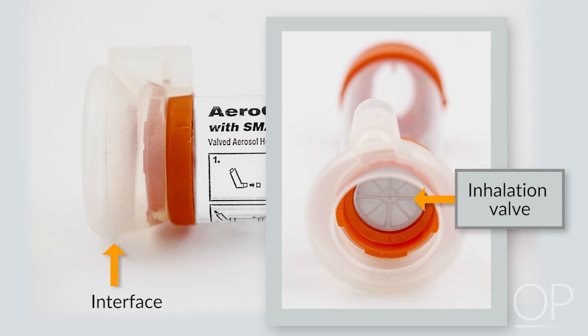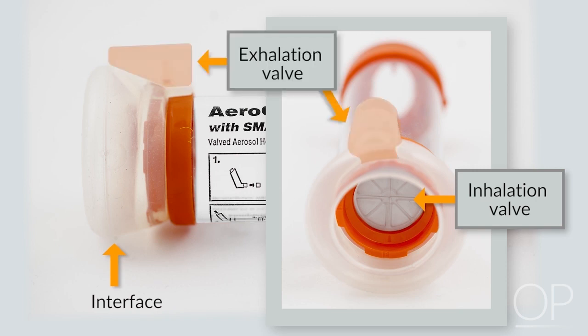The one-way inhalation valve separates the chamber from the patient and ensures that upon inhalation, the patient draws gas through the chamber that contains the medication. The one-way exhalation valve ensures that upon exhalation, gas is diverted through a separate channel out to the room and away from the medication chamber. The exhalation valve helps to prevent dilution of the medication from exhaled gases.